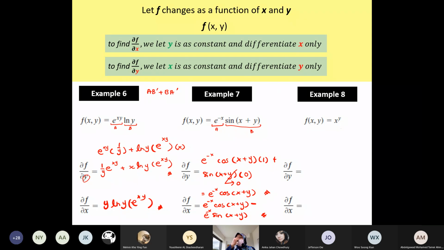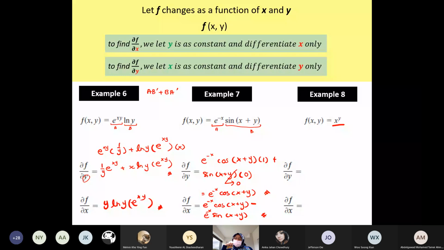Okay, so x to the power of y. So we know that in this function, x and y are both variables. So what method can we use to solve this problem? Okay, so let's say you have a function that has two variables, x and y. But here, the function is x to the power of y. Okay, so this is the special case, where you use the equation for differentiation of a to the power of something.